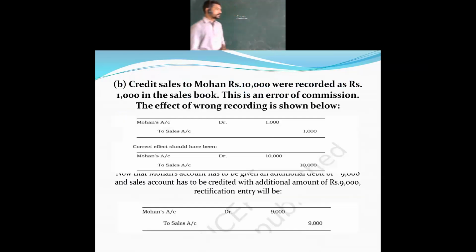Next one: credit sales to Mohan, rupees 10,000, were recorded as rupees 1,000 in the sales book. Now credit sales you have made of 10,000, but recorded rupees 1,000.